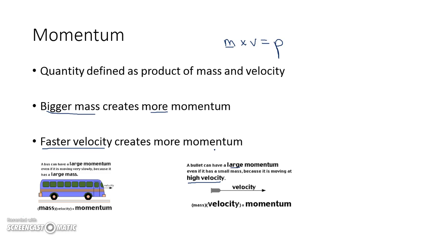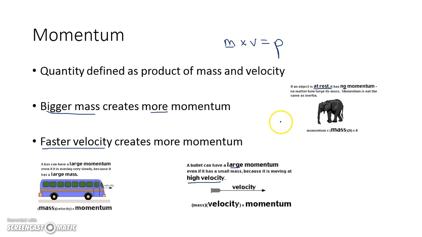All right, well, what about something that's not moving? Well, if the object is at rest, it has no momentum, no matter how large its mass. Okay, remember, it's a product of mass times velocity, and if something's not moving, you're multiplying the mass times 0, so it ends up being 0.